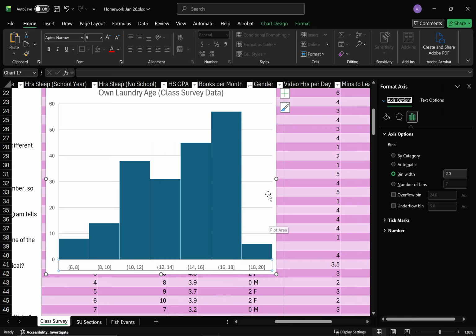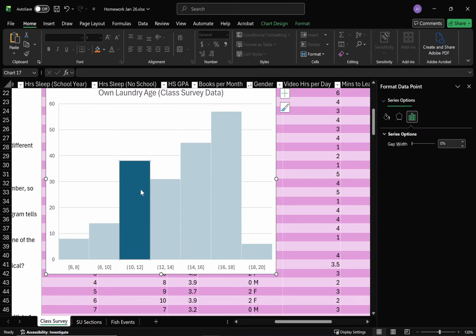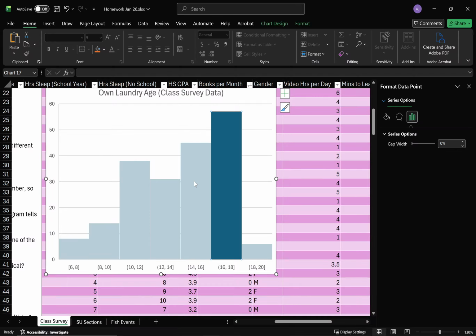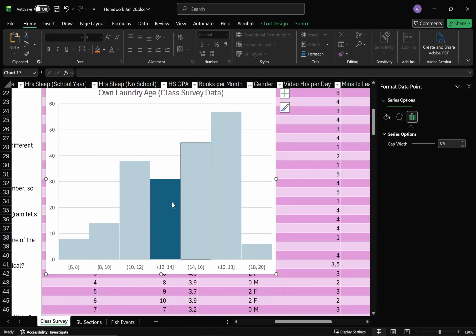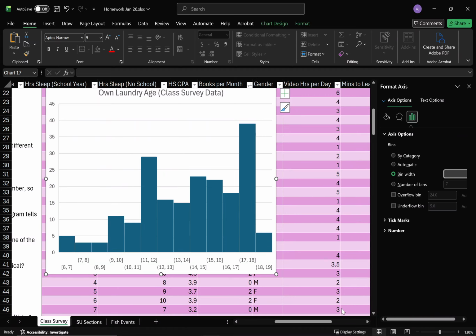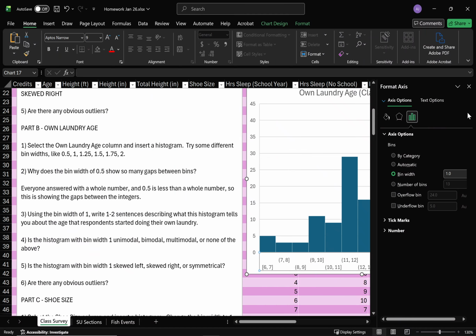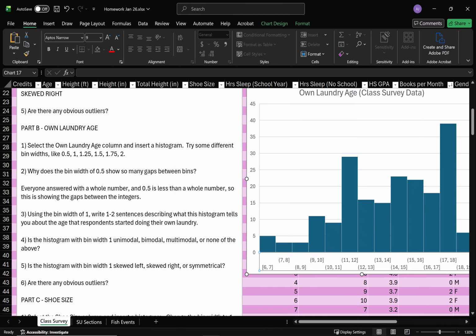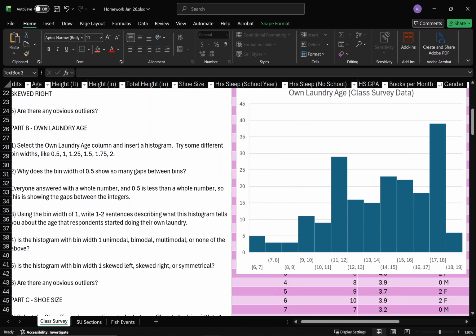Yeah, when we go to 2, we do see it's bimodal again. We have this group that started in middle school over here, and then we have the group that started in college, and we have some lower numbers that started at the ages in between. Okay, so I'm going to set it back to a bin width of 1 and answer these questions over here. All right, so using a bin width of 1, write 1 to 2 sentences describing what this histogram tells you about the age that respondents started doing their own laundry.